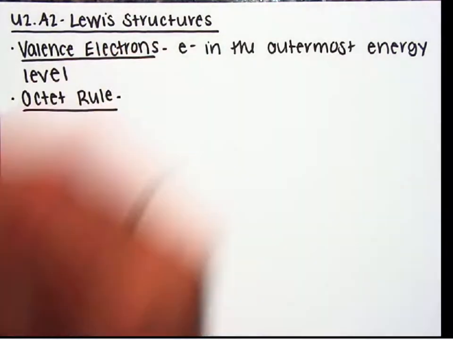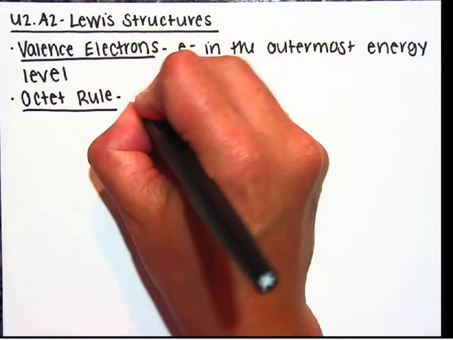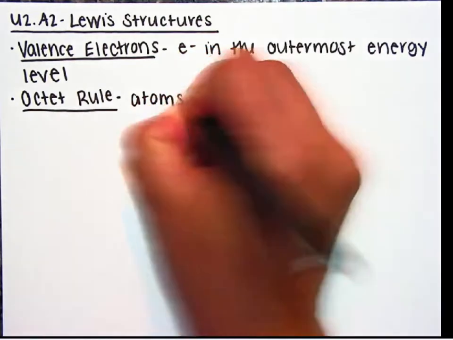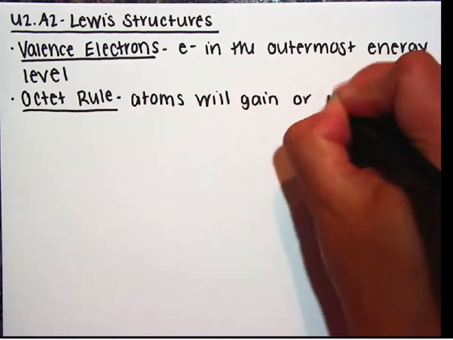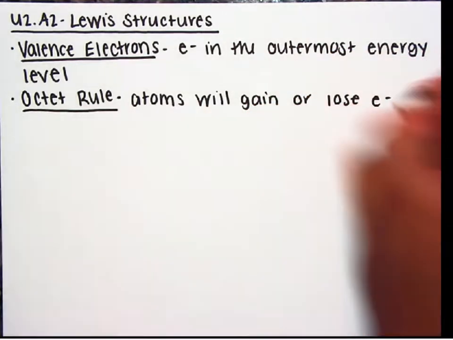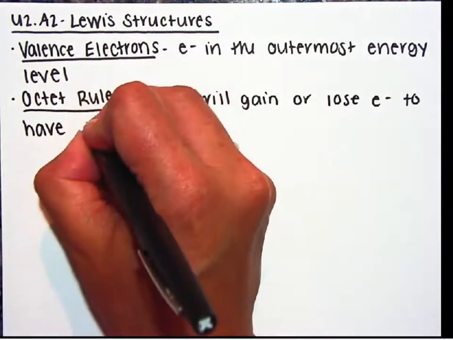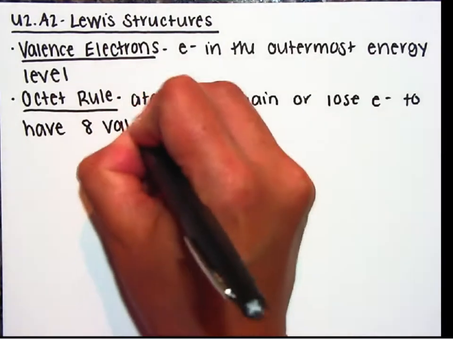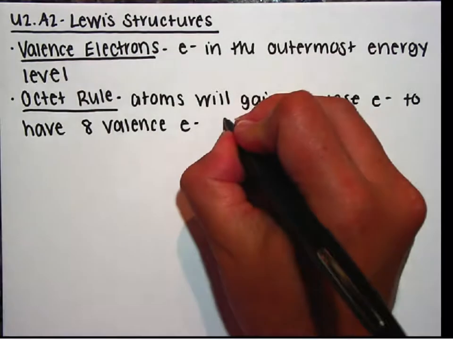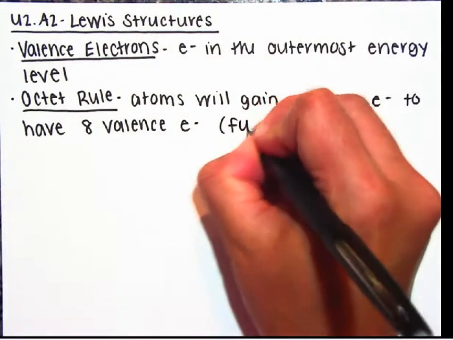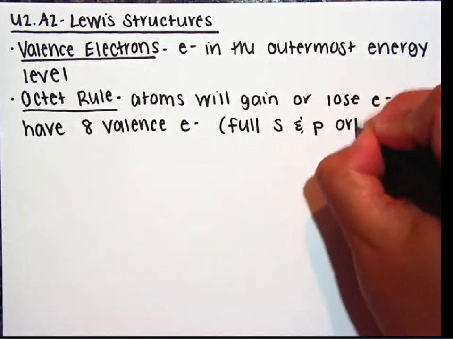The octet rule. So oct meaning 8, like an octagon, it has 8 sides. The octet rule states that atoms will gain or lose electrons to have 8 valence electrons. Why is 8 the magic number? We want full s and p orbitals.